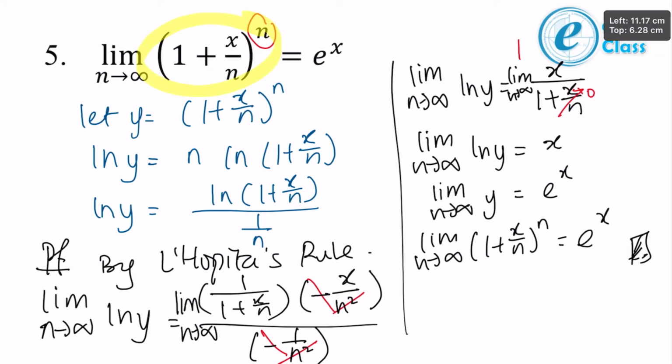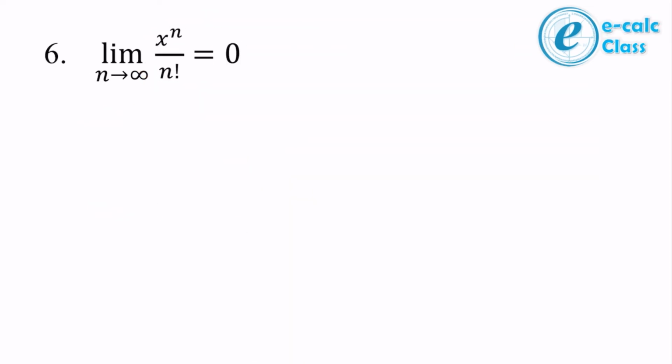Alright? So actually this is a little bit of circular logic because this is how we define an exponent. But anyway, if you insist and you want to prove it, then this is how you prove it. Okay. Then we'll move on to the last one, which is a factorial.